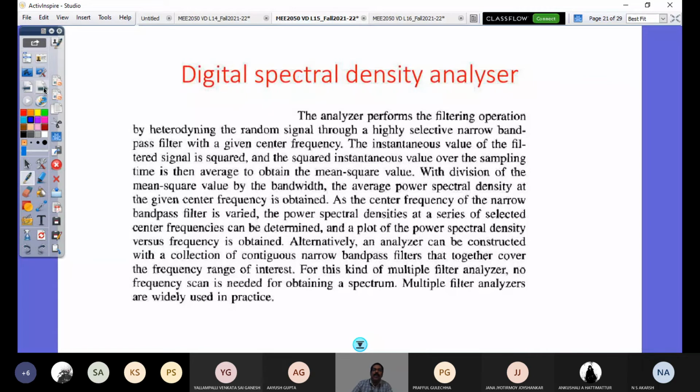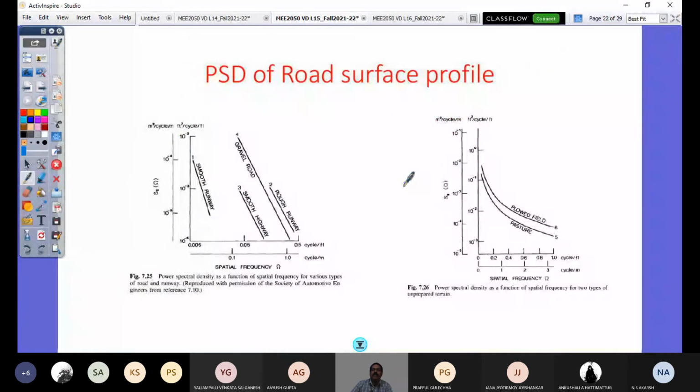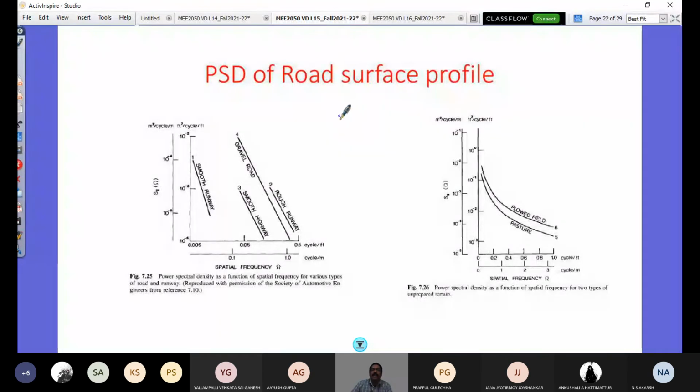So if you understand what the power spectral density function is, and I have that in a continuous domain, its integral from one frequency to the other gives me the mean square value. I can always represent my roads with this power spectral density function.